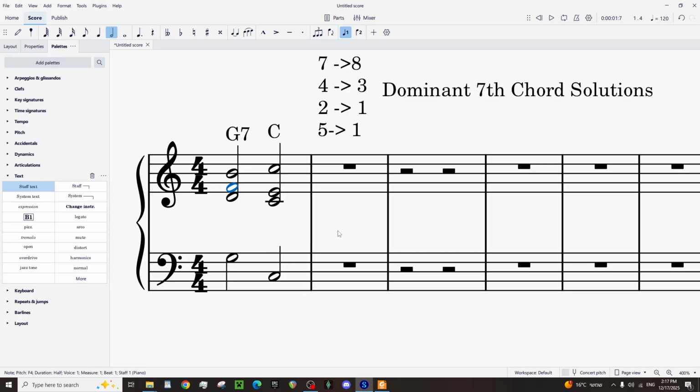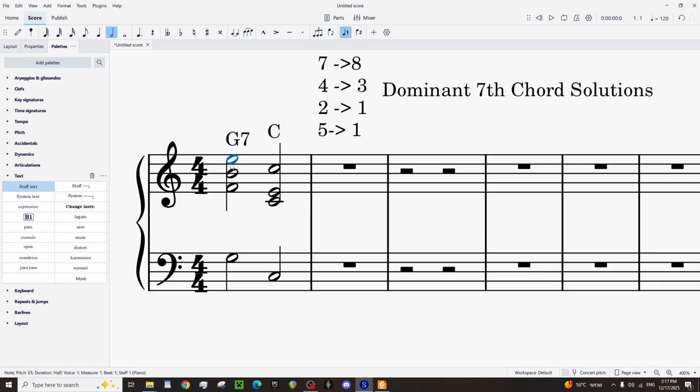So let's look at what happened. As I said, the fifth degree, which is the G, went to C. The second degree, which is a D, went down to C. The fourth degree, which is an F, went down to E, which is the third degree. And the B, which is the seventh degree, as you know, has to go to C. So those are the rules, and that's what happened here. So let's look at a different case.